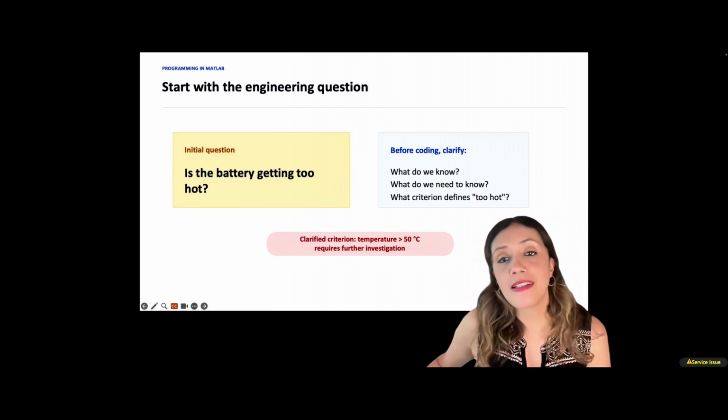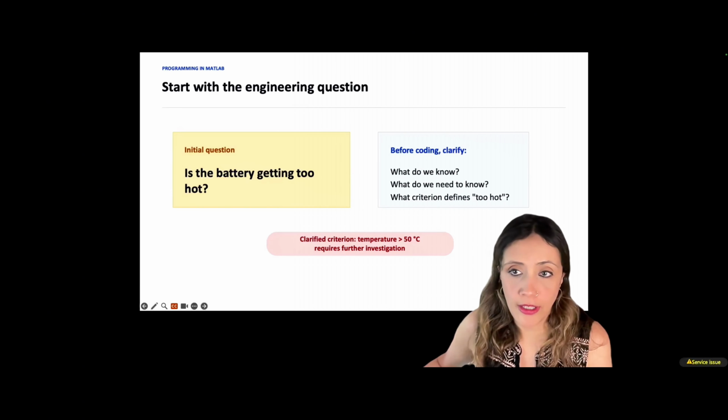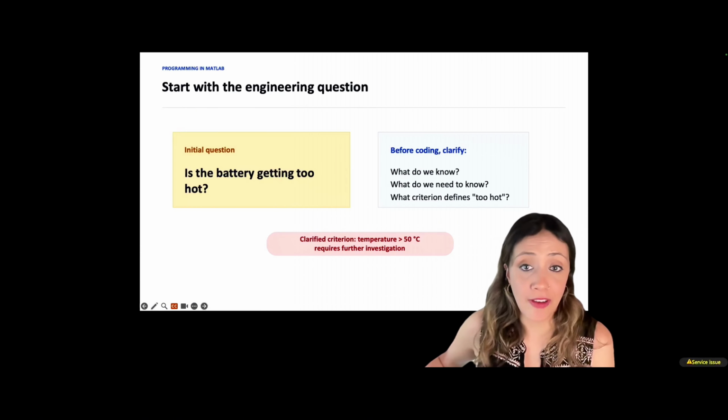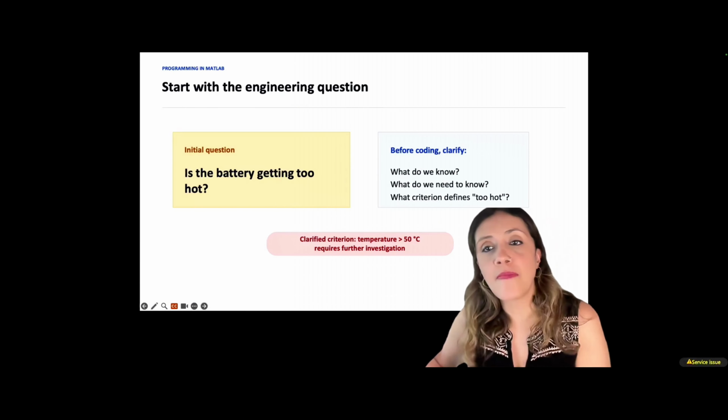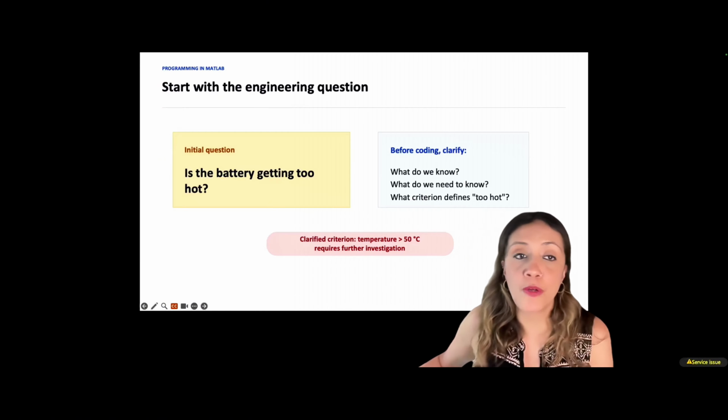So I want you to understand that this is a common part of engineering work. Problems do not always arrive perfectly defined. Sometimes the first step is not writing code, right? The first step is clarifying what the question really means.